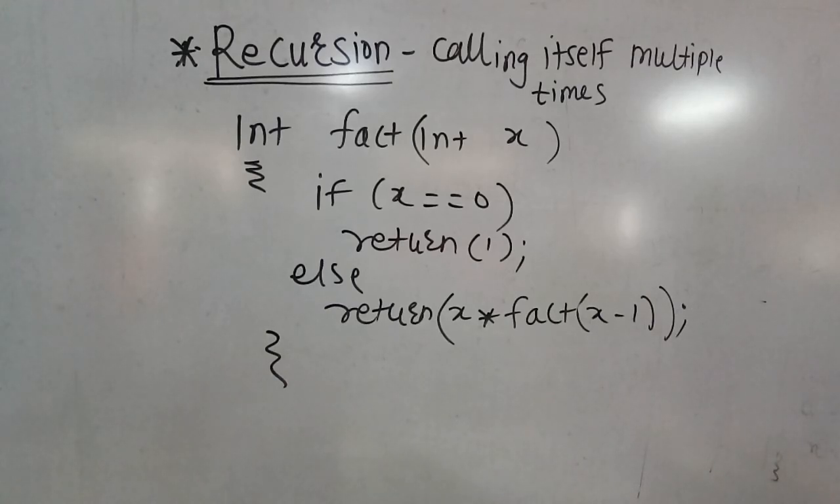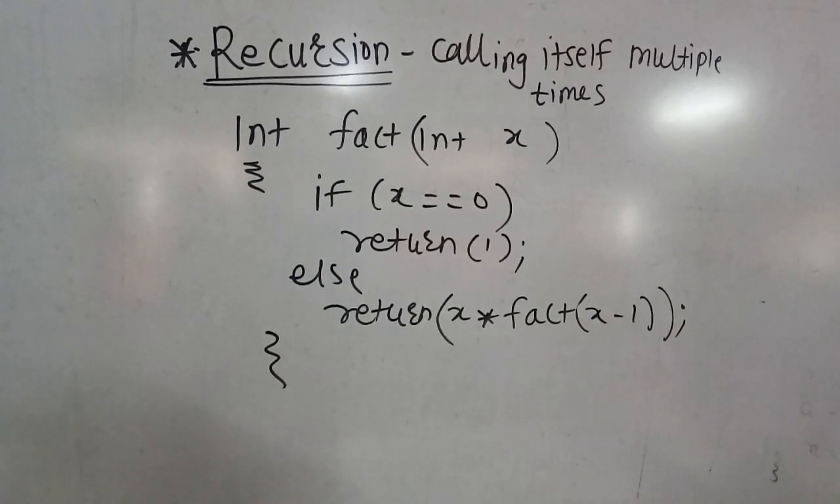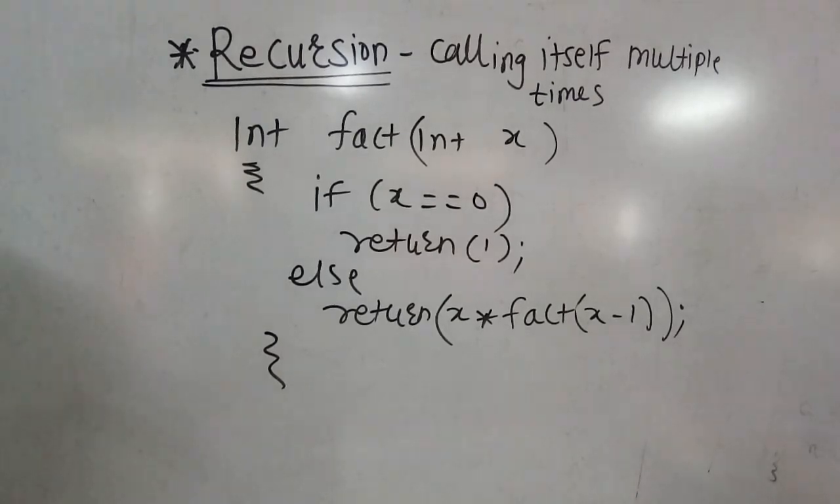In this video, we will see what is the basic mechanism behind recursion. Recursion is a process in which a procedure is defined by itself. For example, we will take one example, that is finding the factorial of a number.